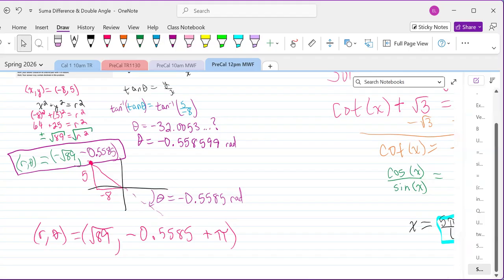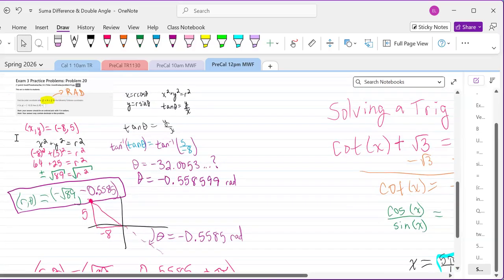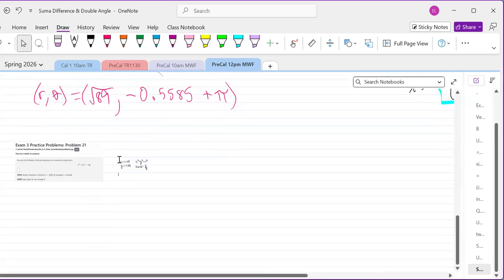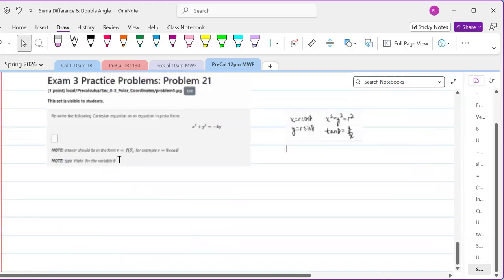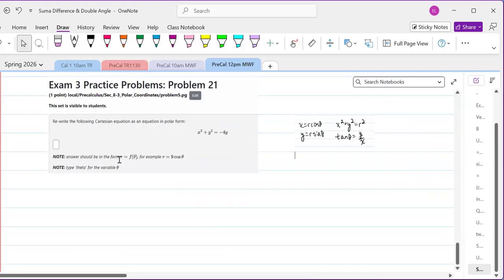Now, the other polar question we're going to get is problem 21. So I want to make sure we tackle this one too, just so we got both sides of the polar. But real quick, I'm also going to grab the formulas again.